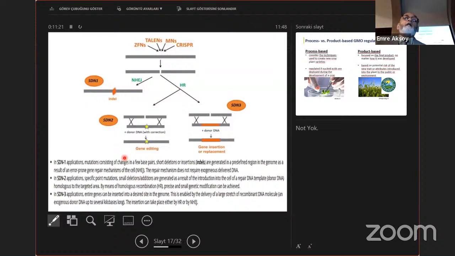Then there are four techniques which we can use to edit the gene. The first is ZFNs, then TALENs, then meganucleases, and then the CRISPR. So these techniques have three categories, and the first category is SDN1, and the second category is SDN2, and the third category is SDN3.